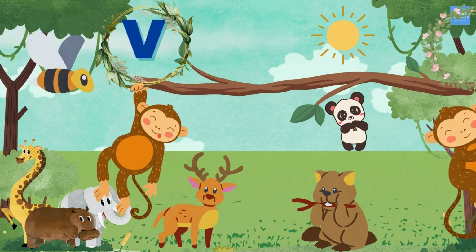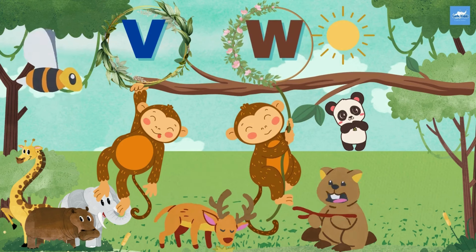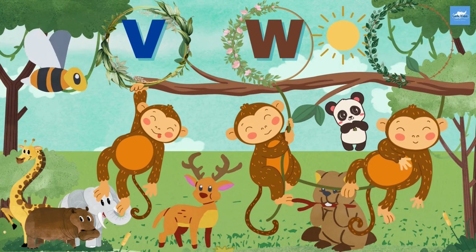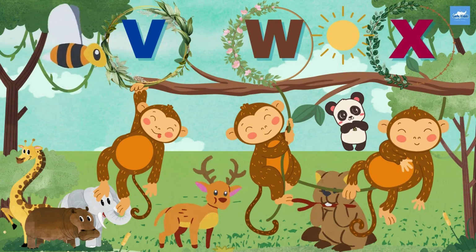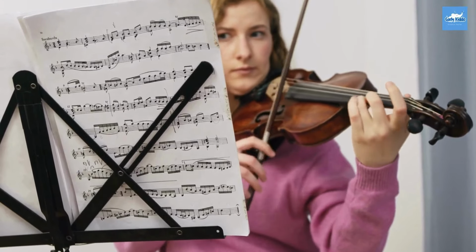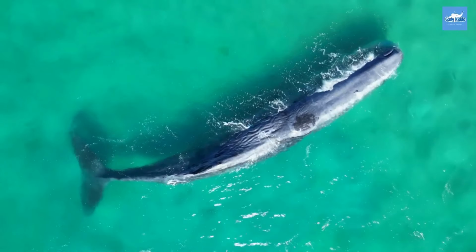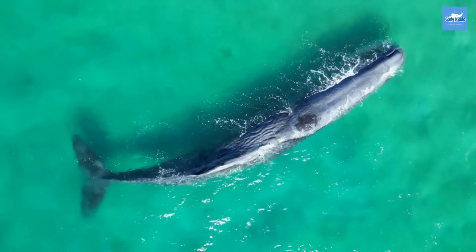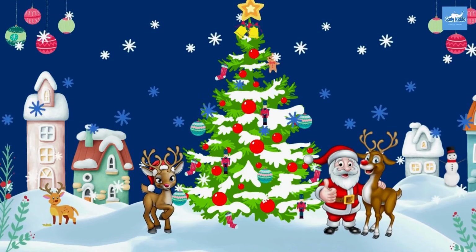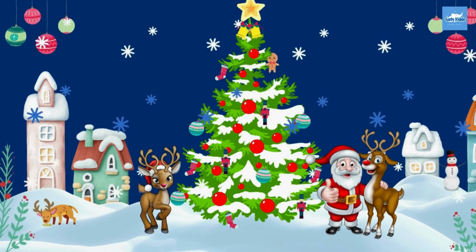Letter V. Letter W. Letter X. V for violin. V for violin. W for whale. W for whale. X for Xmas tree. X for Xmas tree.